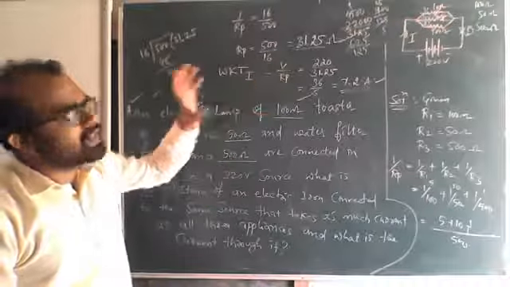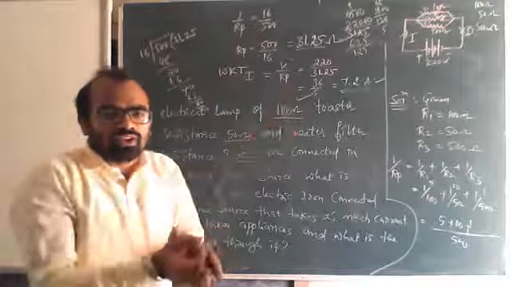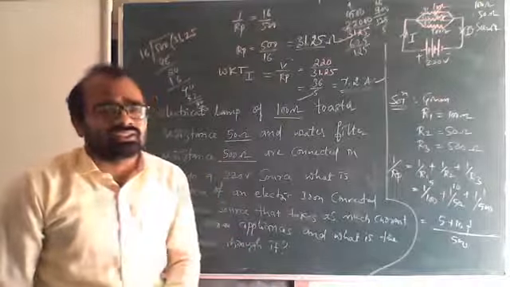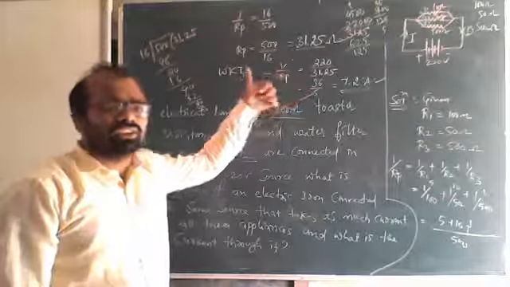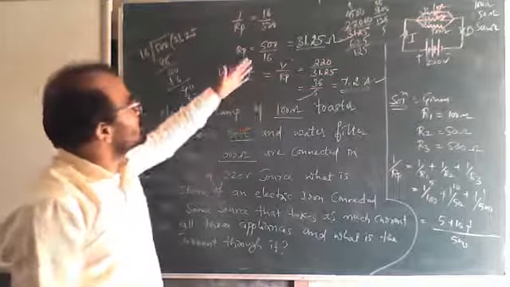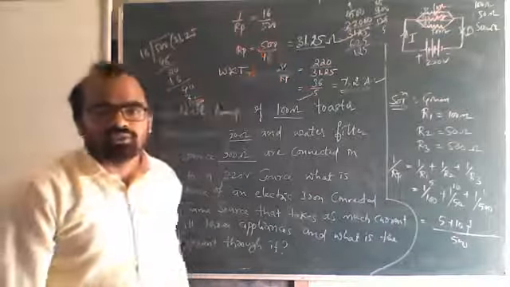100 ohm, 50 ohm, 500 ohm are in parallel. Whatever effective resistance we get when we add them, that is the resistance of the electric iron. So if we find this resistance, it will be equal to that. So that is how much we got, 31.25 ohms.